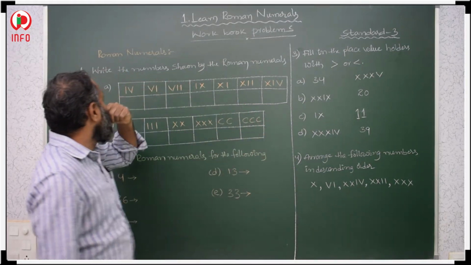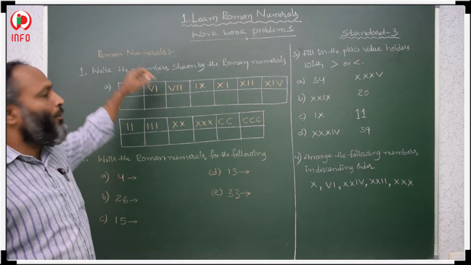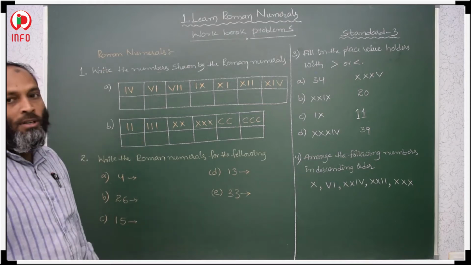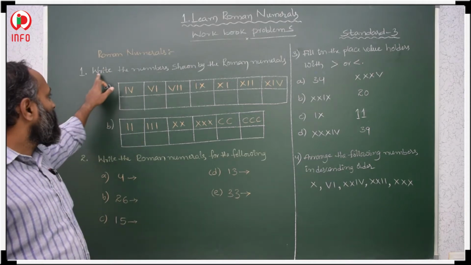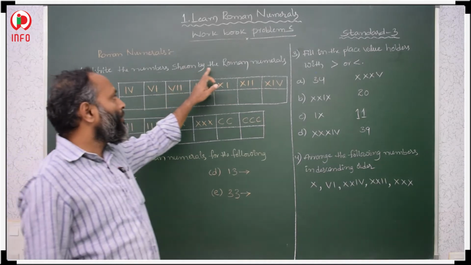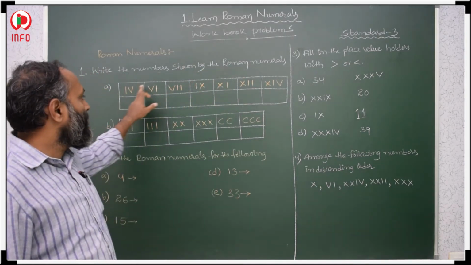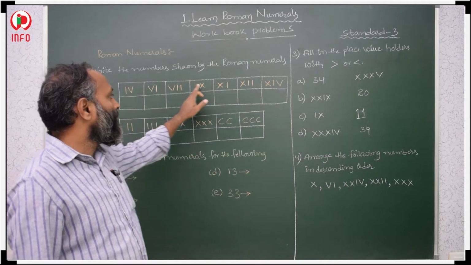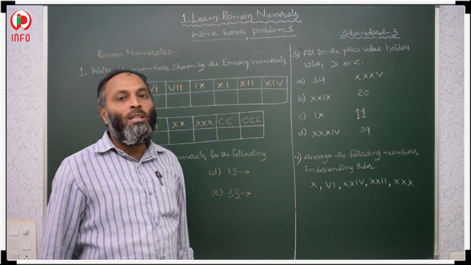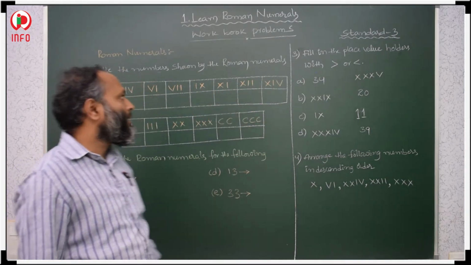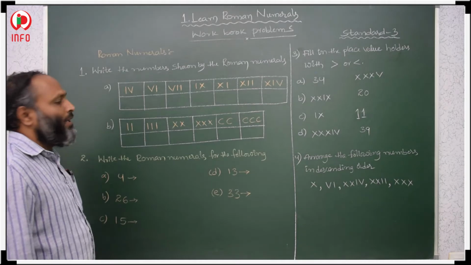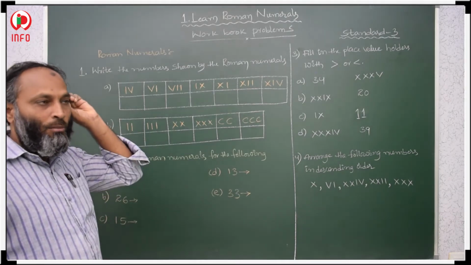In our first part, Roman numerals are given. Write the numbers shown by the Roman numerals. In the box, Roman numerals are given, 1, 2, 3, 4, 5, 6, 7. All these Roman numerals we have to express in numbers.